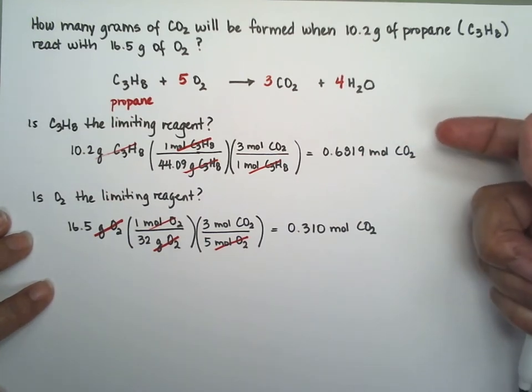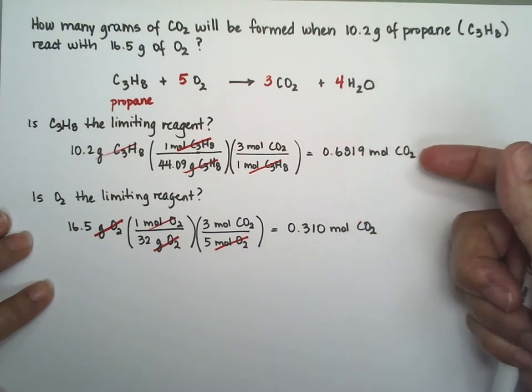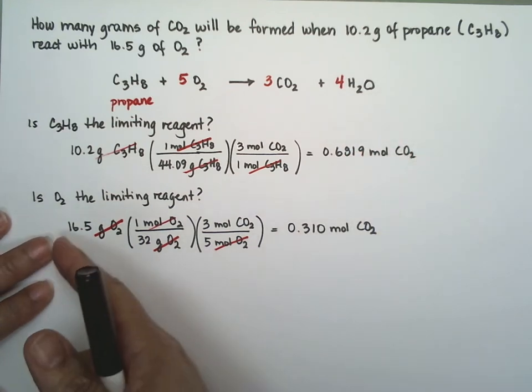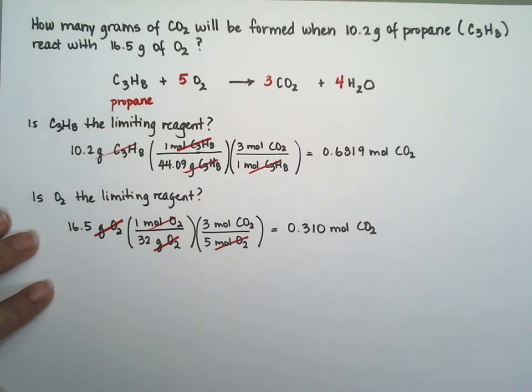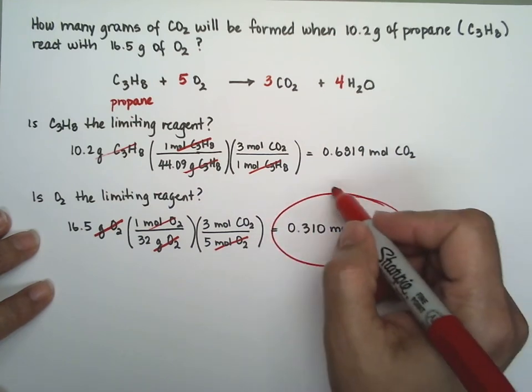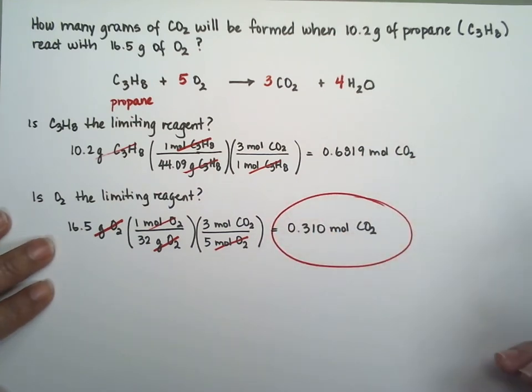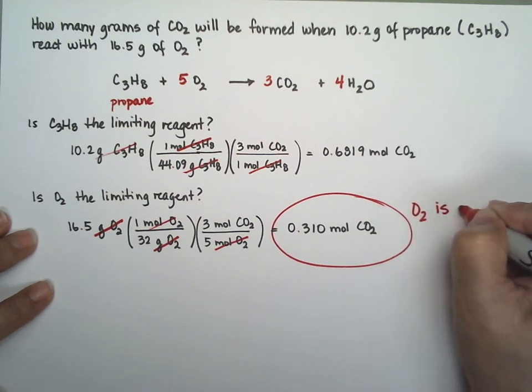All right, so if I get 10.2 grams of propane, I can make 0.68 moles of CO2. Or the 16.5 grams of oxygen allow me to make 0.31 mole of CO2. This is the smallest amount, so right here. So the oxygen is your limiting reagent. Oxygen is your limiting reagent.